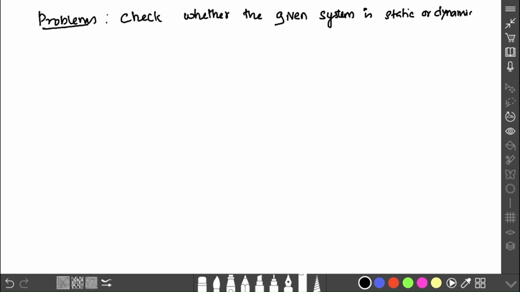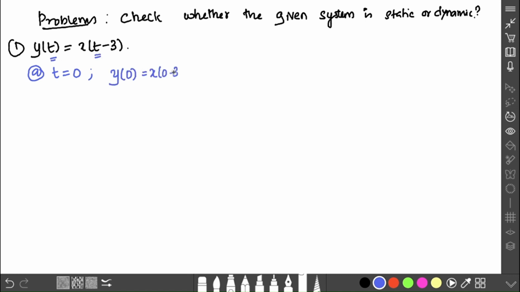Now coming to the problem, the question will always be like this: check whether the given system is static or dynamic. When we are talking about this, the signal equation will be given in terms of the output being equivalent to some input case.